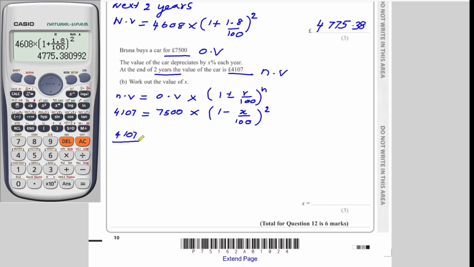4107 to be divided by 7500 equals 1 minus x over 100. Keep this one as it is because it is complicated. You can't straight away pick this out. It is something kind of inside a house and not just inside a house. It is locked, not just locked. It is password locked. That is something like that this x is. So let's get the answer for this one.